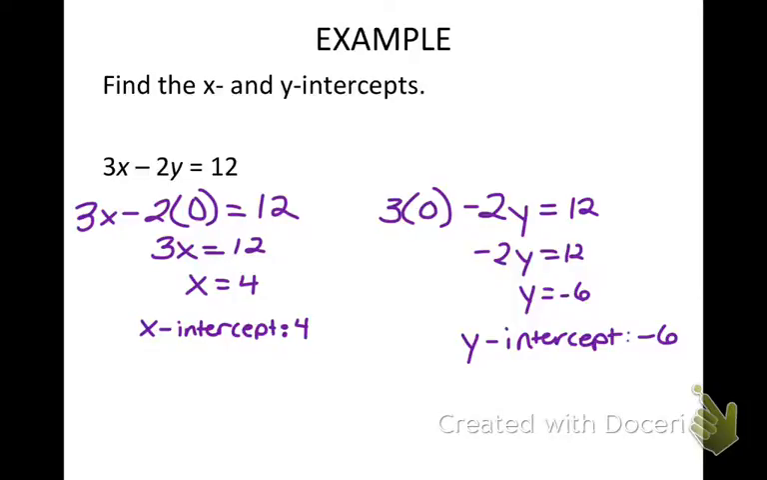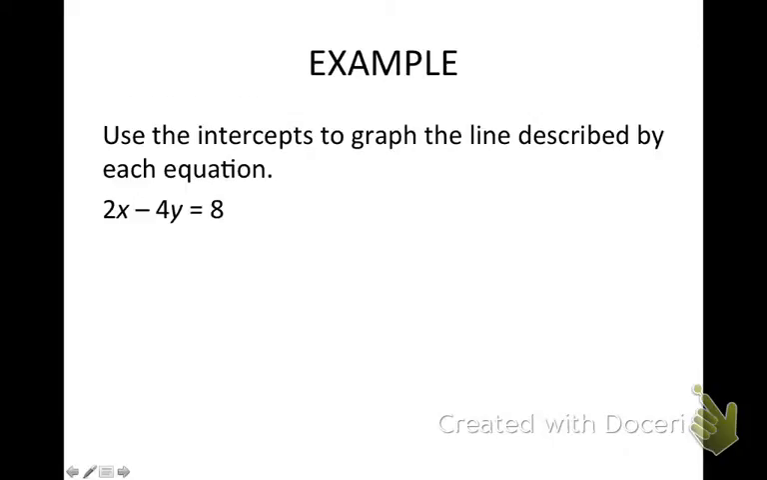All right, so let's see if you can do this one on your own. Find the x and y intercepts of 2x minus 4y equals 8. So just find them right now, and then we'll graph it using our intercepts.